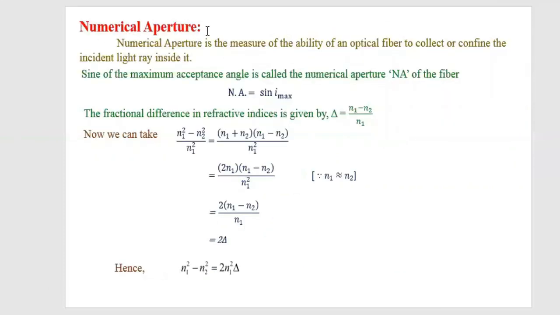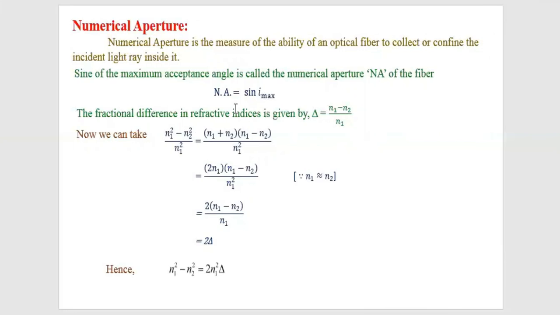Okay, numerical aperture. This also gives the condition for the light rays to enter into the core material. So what is numerical aperture? It is nothing but sin I maximum. Sin I maximum is shortly defined as numerical aperture. It gives the ability of an optical fiber to collect the incident rays that are entering inside it.